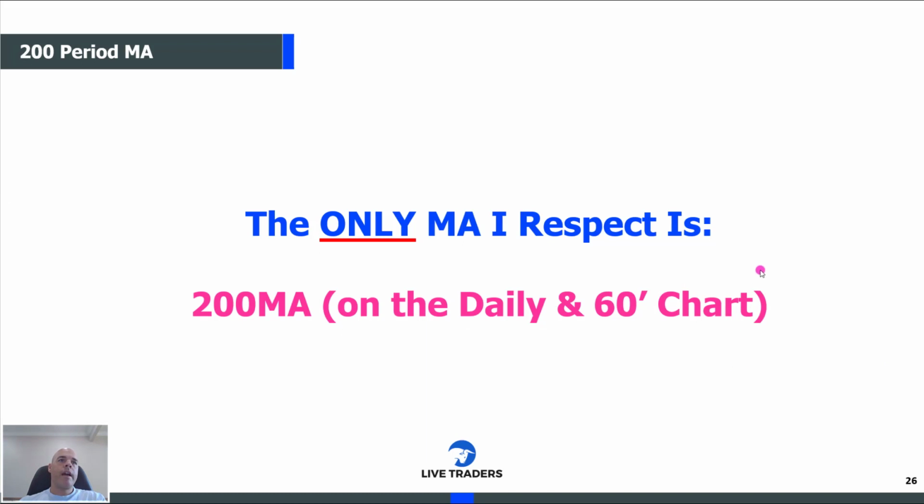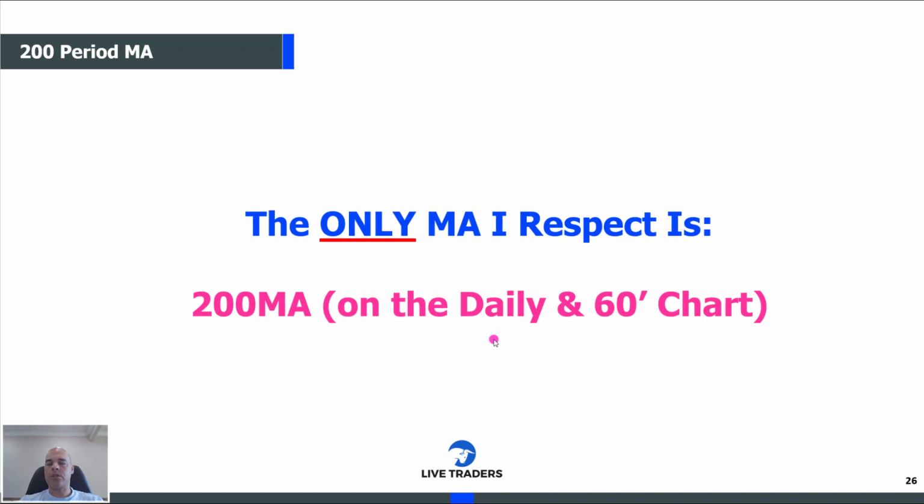The 200 period moving average on the daily and the 60. Specifically on those time frames. Okay, this is something you'll actually see professionals using. When I say professionals, I mean people on Wall Street, people that manage billions of dollars. They'll actually use the 200 period moving average on the daily.